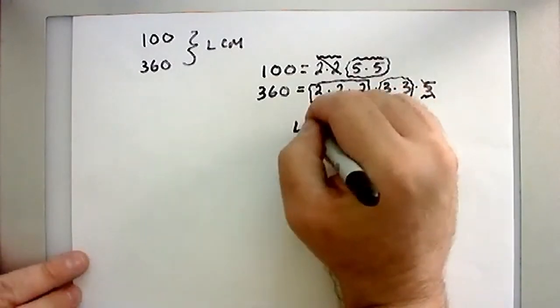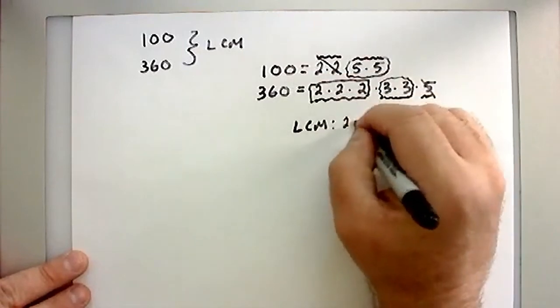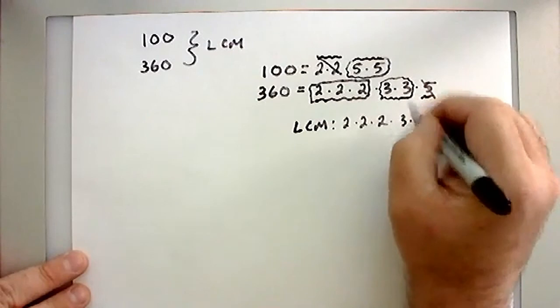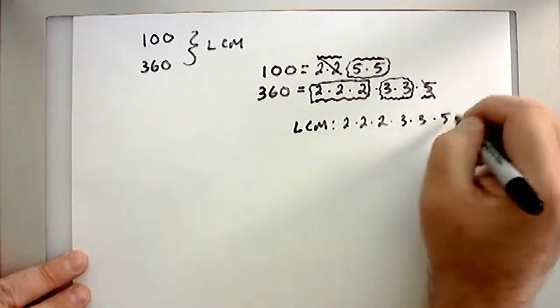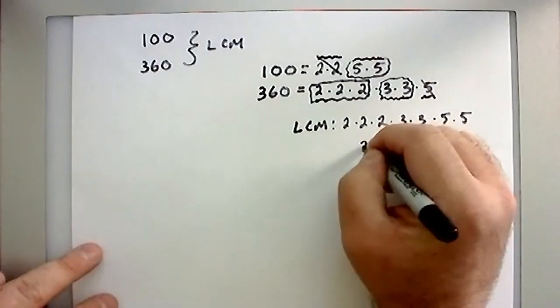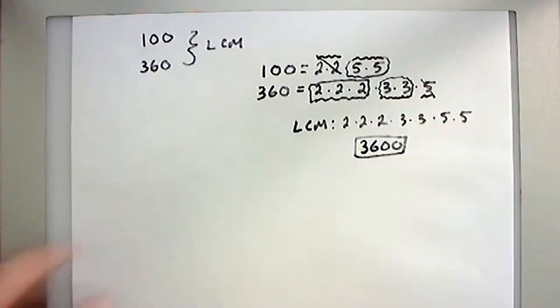So the LCM, the least common multiple of 100 and 360, is 2 times 2 times 2, 3 times 3, times 5 times 5. The LCM will often be a very large number. And again, you are not required to multiply all that out unless the homework specifically says you have to, okay? If you're curious, though, if you multiply all that out, it is 3,600, okay? So that's the LCM.